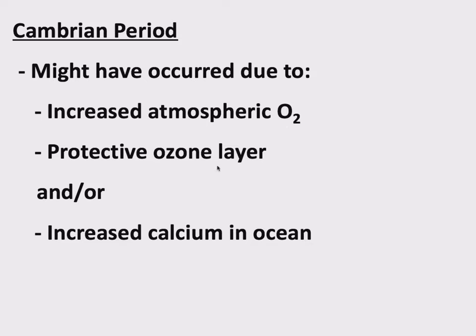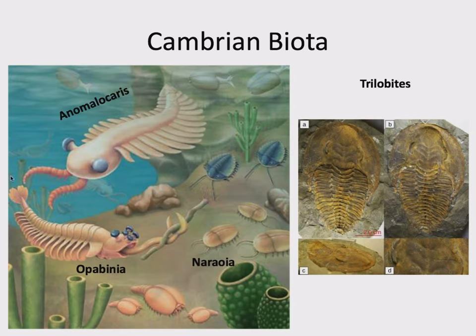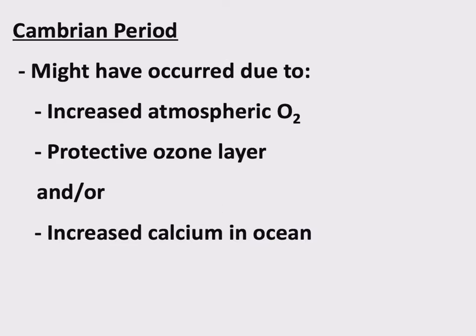A protective ozone layer sort of goes along with this. It's easier to survive, especially in shallow water, if you've got an ozone layer, and/or increased calcium in the ocean due to geological activity. A lot of these animals have shells made of calcium or that incorporate calcium, so extra calcium in the ocean would allow them to survive and reproduce better.